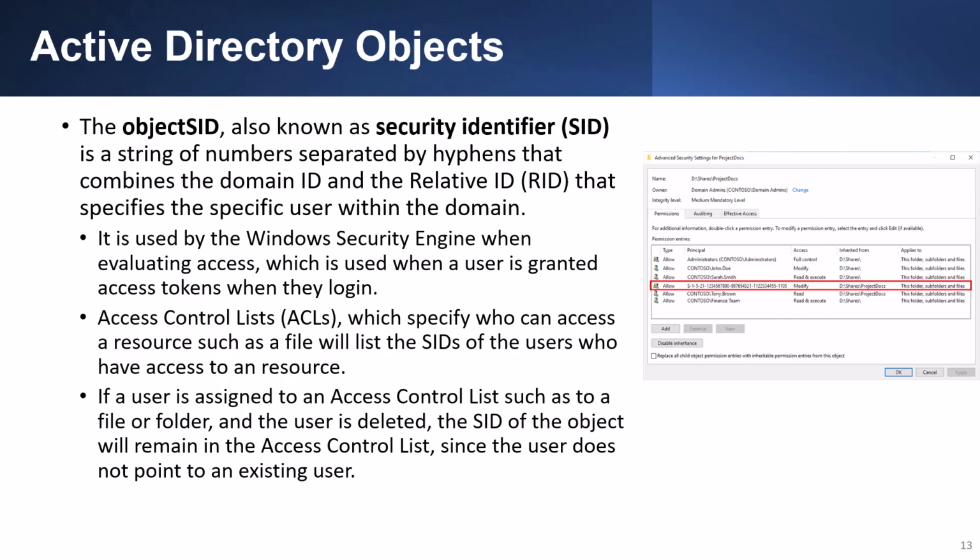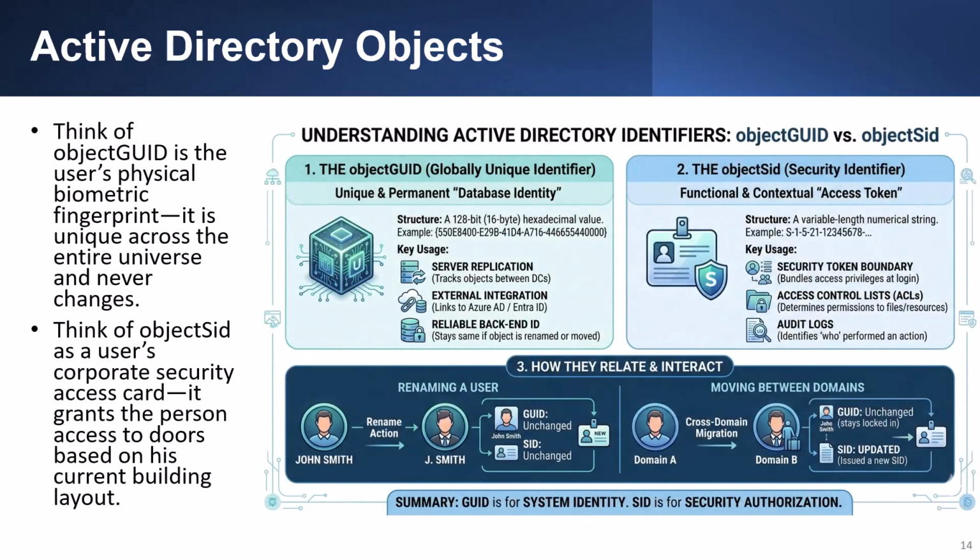If a user is assigned to an access control list, such as for a file or folder, and the user is deleted, the SID of the object will remain in the access control list, since it no longer points to an existing user. Think of the object GUID as the user's physical biometric fingerprint, which is unique across the entire universe and never changes. Think of the object SID as the user's corporate security access card, which grants the person access to doors based on its current building layout.